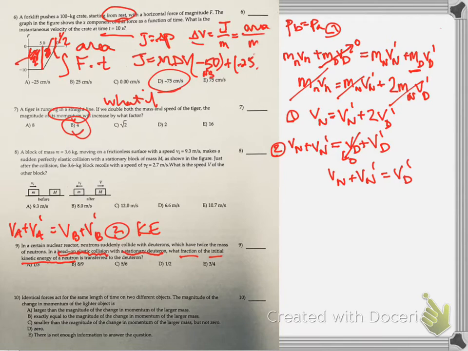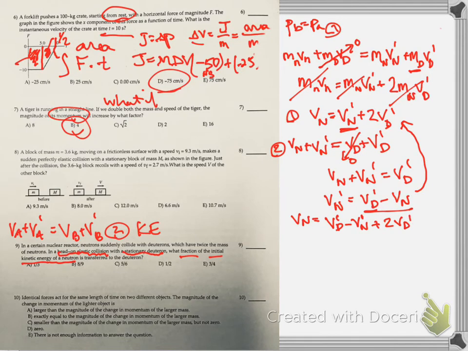So we get Vn plus Vn prime equals Vd prime. If we solve for Vn prime, we get Vd prime minus Vn. And the reason we want to do that is we want to substitute this one into this one. And we're going to get Vn and V deuteron, and we'll look at what the fraction is after that. So Vn equals, I'm going to take this and substitute it in here, Vd prime minus Vn plus 2Vd prime. If I bring it to the other side, oh shoot, that's not a prime right there. Plus Vn, and I get 2Vn equals 3Vd prime.